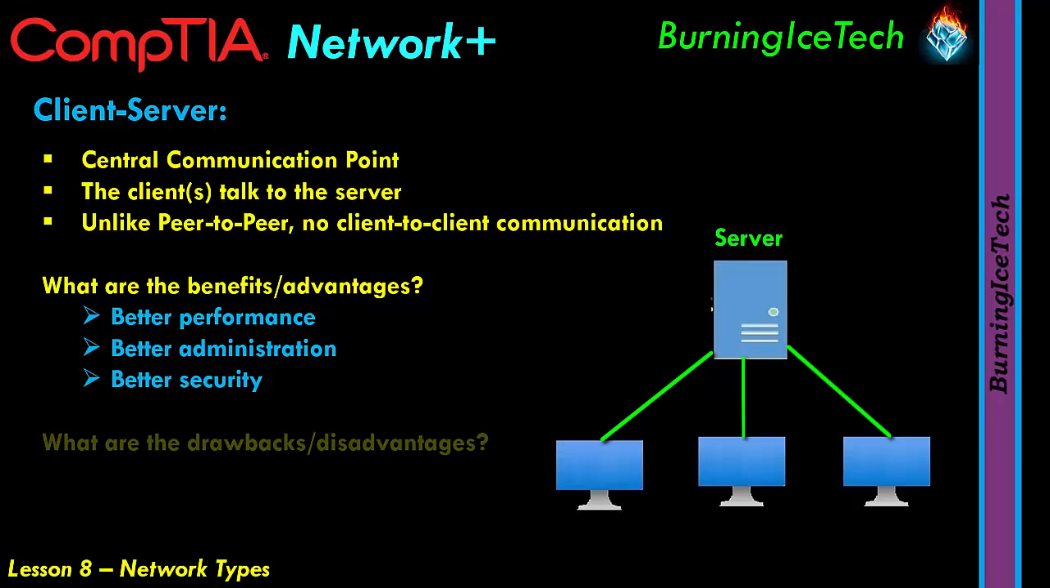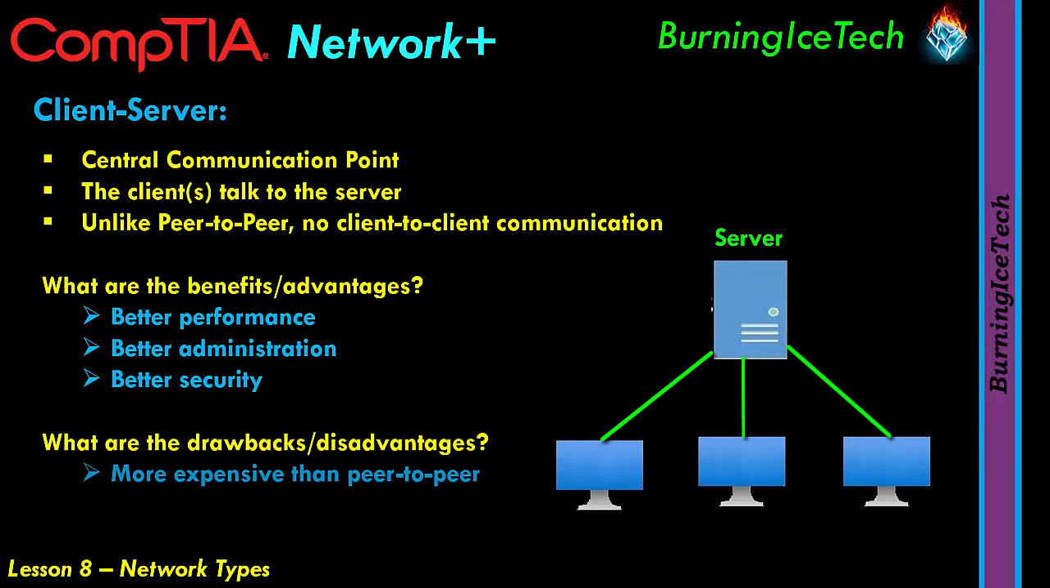This network also has its own drawbacks, one of which is that it's more expensive. At least more expensive than the peer-to-peer network we mentioned previously. The central communication point, which is most likely going to be a server, is going to be one of the biggest contributors to the additional cost here because, guys, servers are not cheap. I'm not sure if you guys have seen, but they don't come cheap.